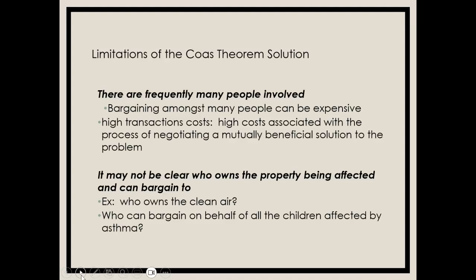Then there's the problem that it may not be clear who owns the property being affected and who can bargain for it. Remember that we said that one of the conditions for Coasean bargaining was that it had to be clear who owned the property. Well, who owns the clean air and who gets to bargain on its behalf? Who gets to bargain on behalf of all the children affected by asthma? Who actually owns the particulates that go into the air? It's very hard to solve these problems. So it's very hard to reach a bargaining solution to these types of problems.